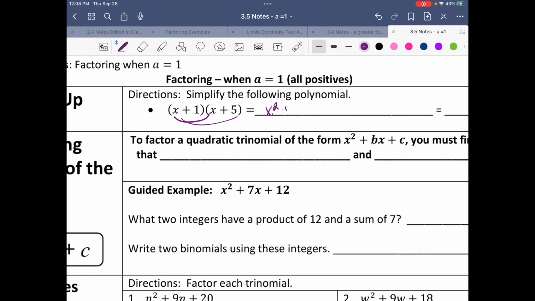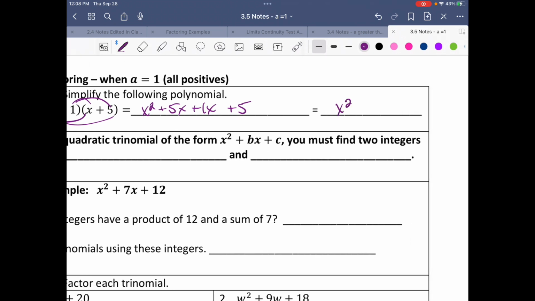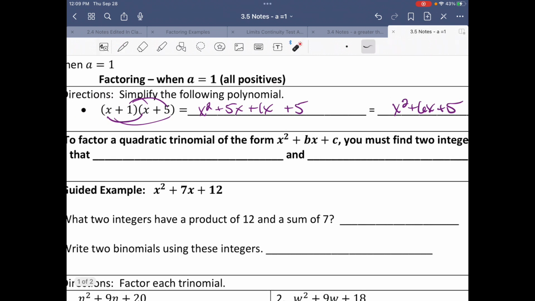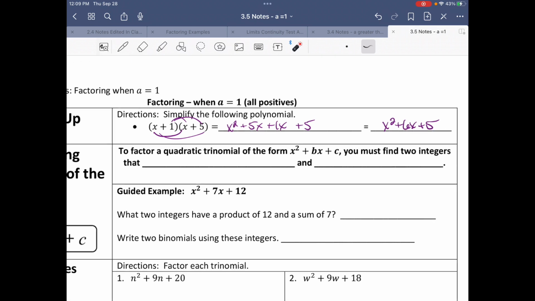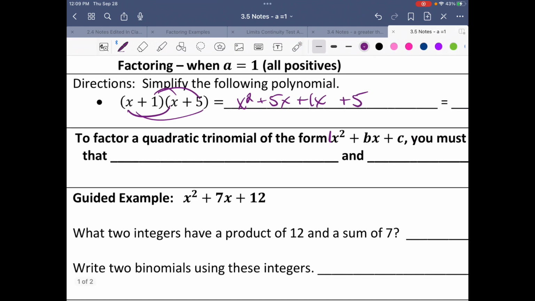So when we distribute, you're multiplying, right? We get x squared plus 5x plus 1x plus 5, and then we combine our like terms. And factoring goes the opposite. So distribution is some form of multiplication. Factoring is some form of division.